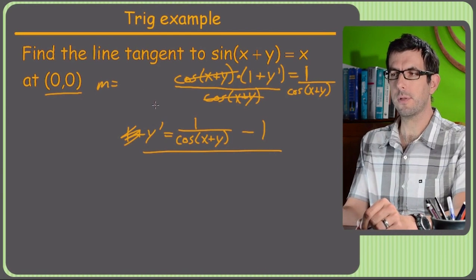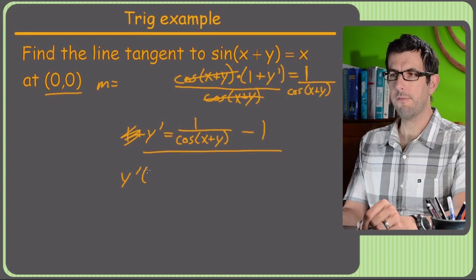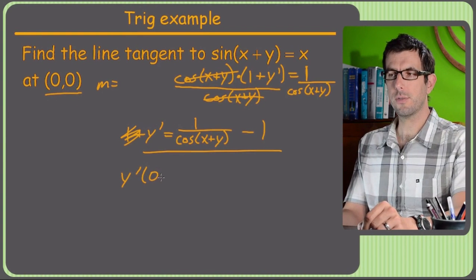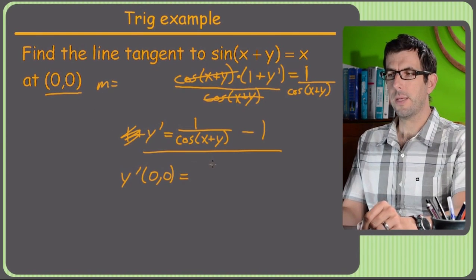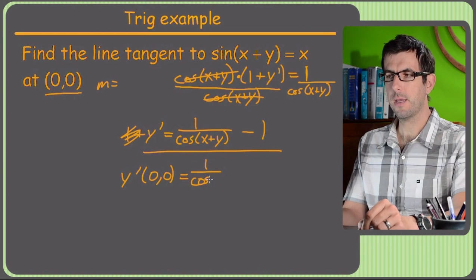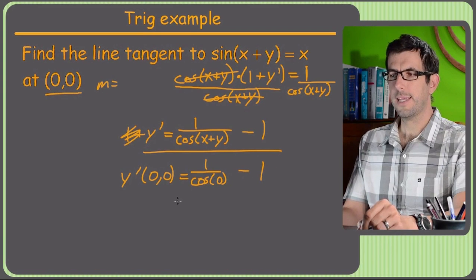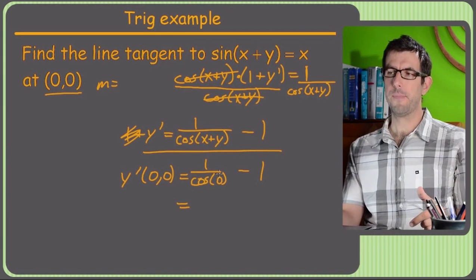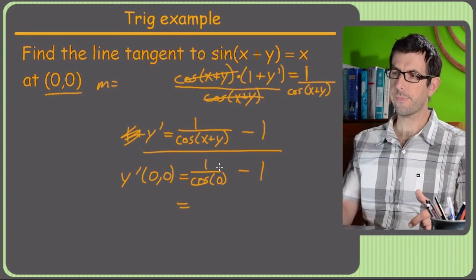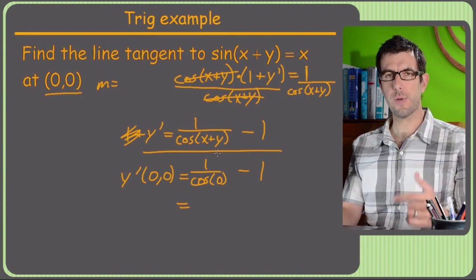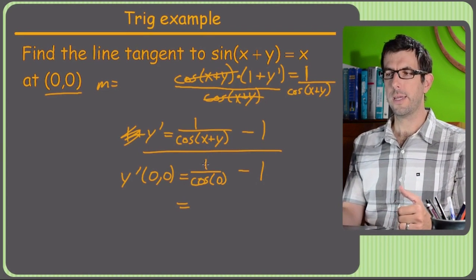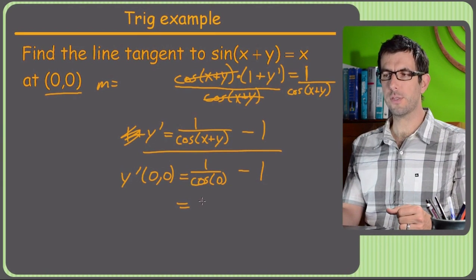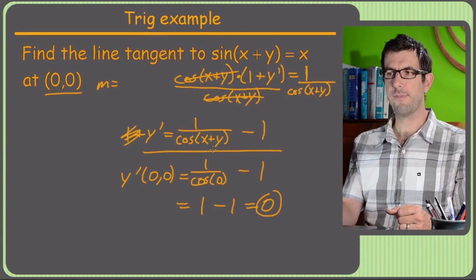So m is going to equal y prime of the point, which in this case is the origin, (0, 0). That's going to be 1 over the cosine of 0, because 0 plus 0 is 0, minus 1. Every once in a while in calculus, you're going to need to know your unit circle a little bit. What's the cosine of 0? Now let's see, 0 is straight to the right on the unit circle. It's 1. So 1 over 1 is just 1, minus 1 equals 0. Fantastic. So m equals 0.